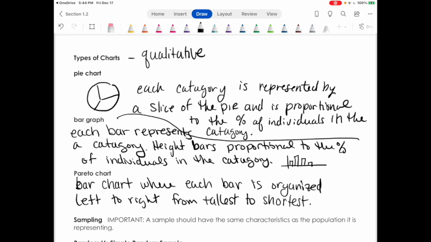Okay, so the Pareto chart, if I look at this example that I have up here, just a quick sketch of a bar graph, that would be my bar graph. If I wanted to use the same exact information to graph a Pareto chart, what would happen is you would still have the same heights of the bars, but we would just order the bars so that the biggest came first, then the next biggest, then the next biggest, and then the smallest.